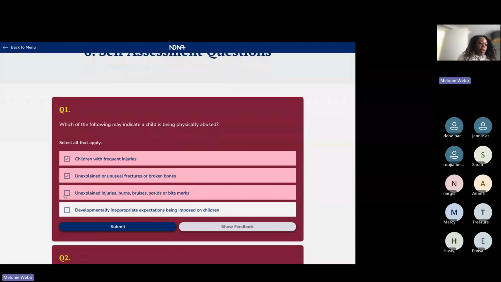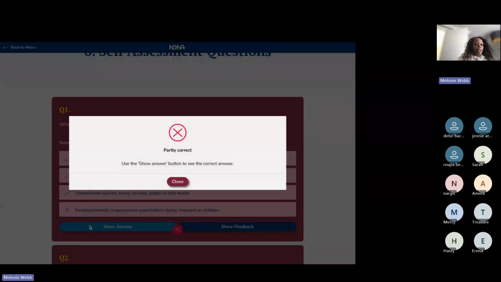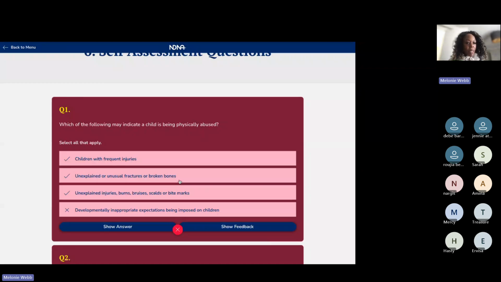Unexplained injuries, burns, bruises, scalds, bite marks. Developmentally inappropriate expectations being imposed on children. Partially correct. What do you think was incorrect there? Maybe the last one. The one with the X on it.